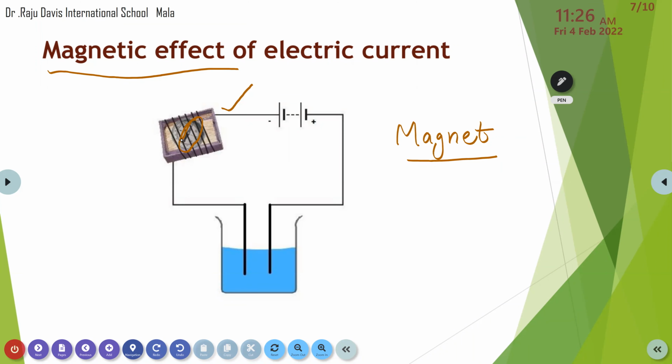Okay. Say, does tap water conduct electricity? Say yes or no. Yes. Why does it conduct electricity? Why does this water conduct electricity? Anyone can say that? It has minerals inside. It contains some minerals. Because of the presence of some minerals, it conducts electricity.